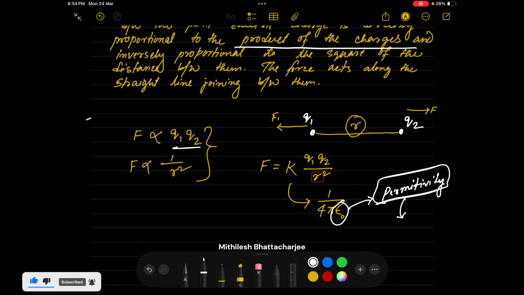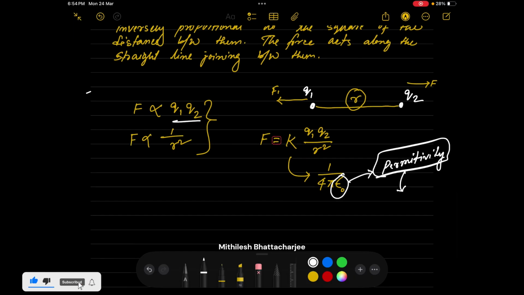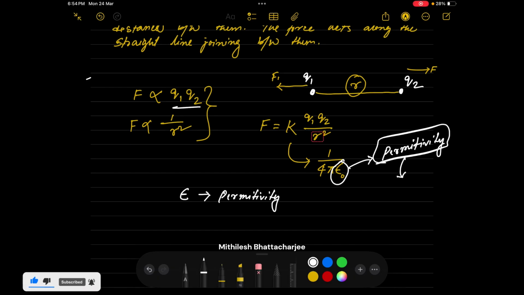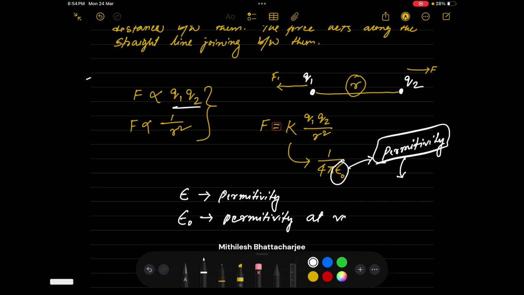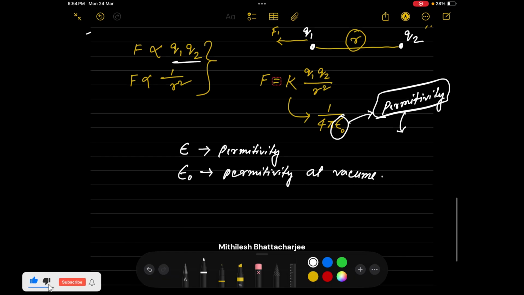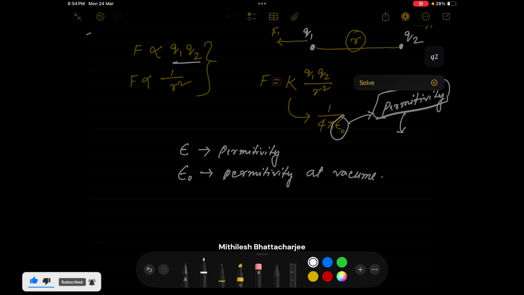It depends on where the charges are placed. Epsilon is known as permittivity. If the two charges are placed in a medium which is vacuum, then we'll write epsilon naught, which is the permittivity of vacuum.